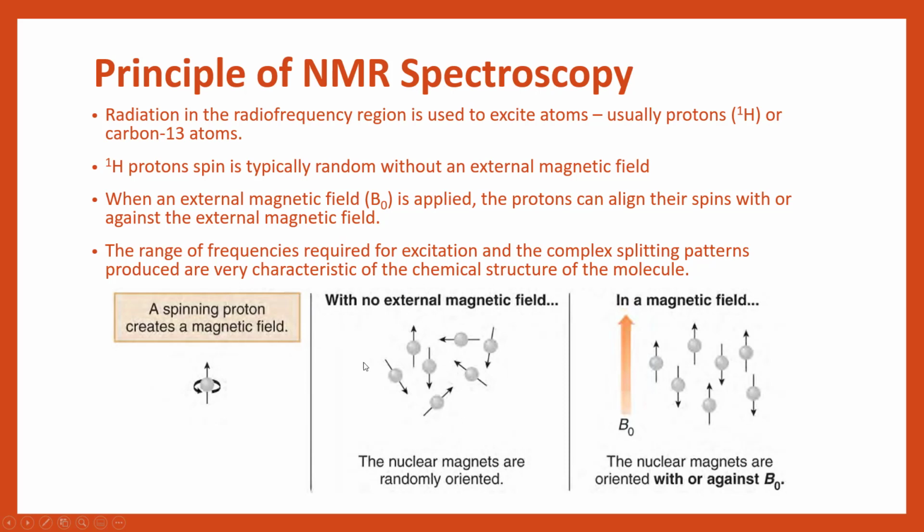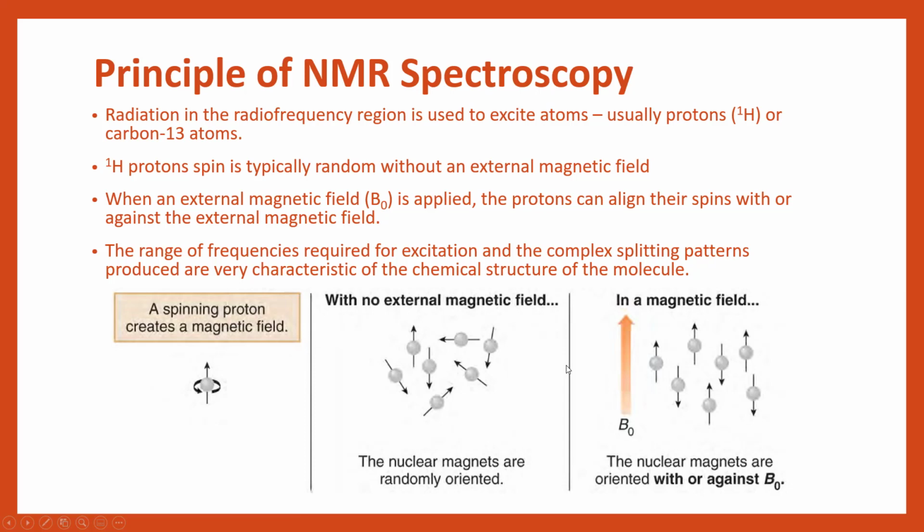So see, typically without their external magnetic field, their spins are all over the place, randomly orientated. And then once we apply our magnetic field, their spin will either align with the magnetic field or against it, okay? And this B0, this is a shorthand notation for our magnetic field.